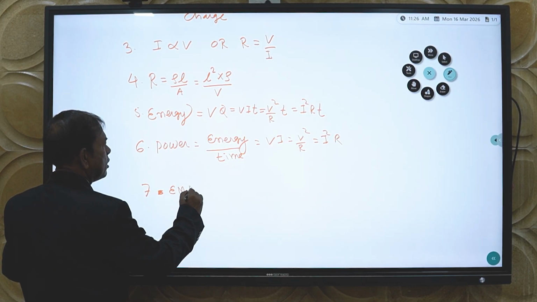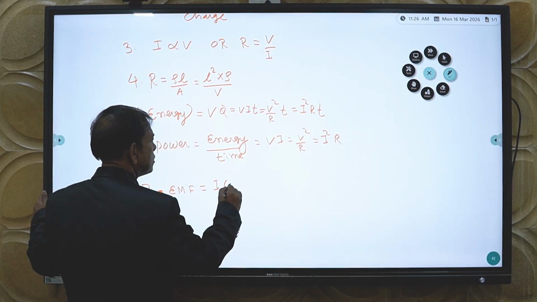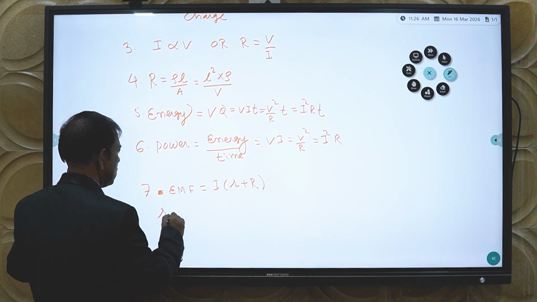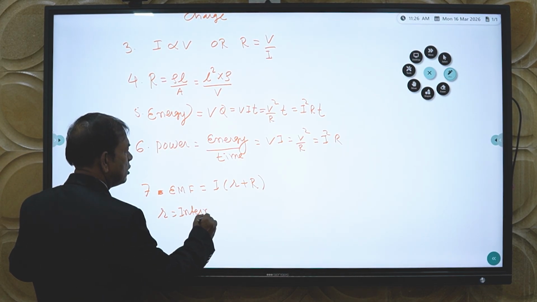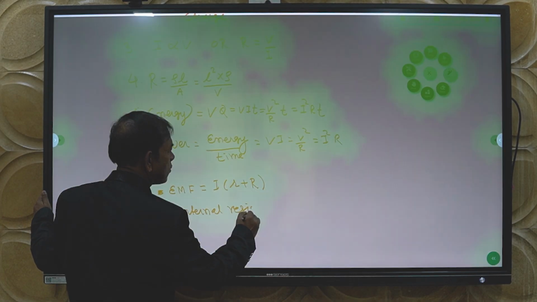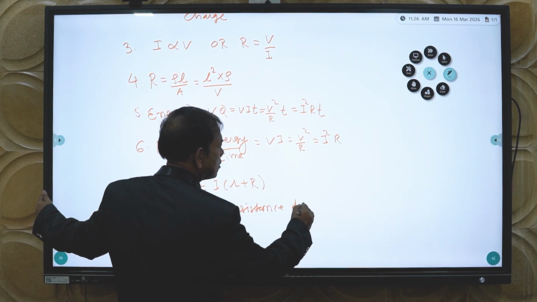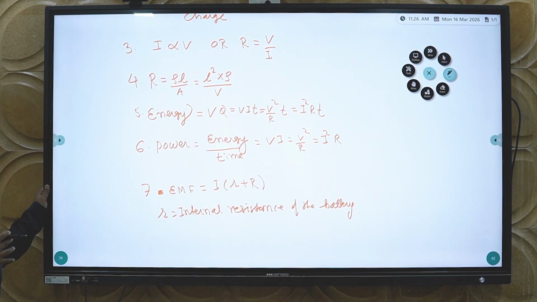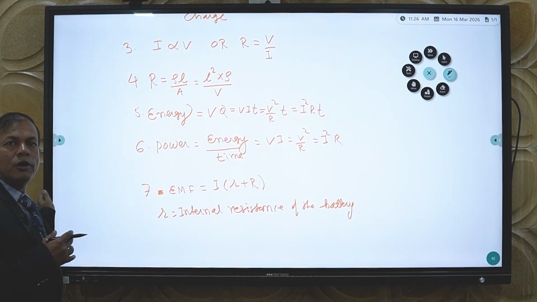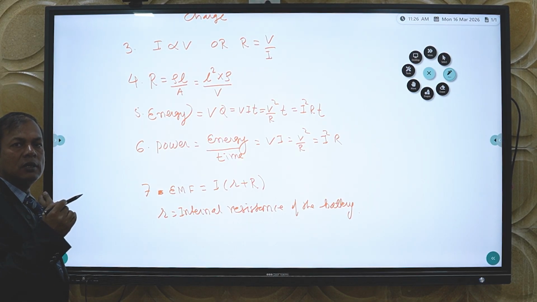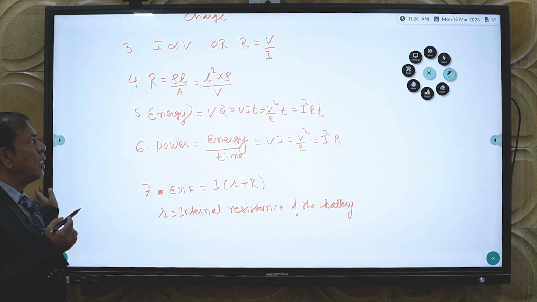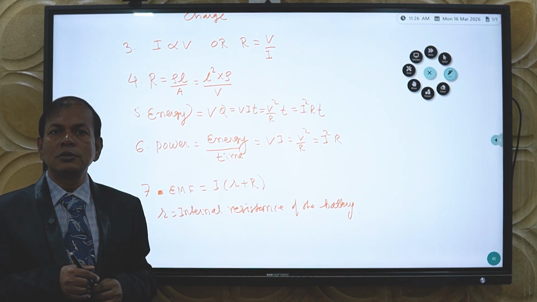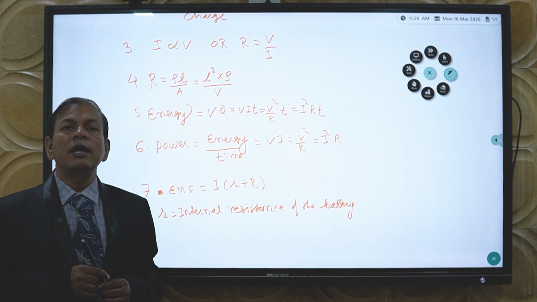And the last one I should write is the EMF. The EMF equal to I into small r plus capital R, where small r is called the internal resistance of the battery. This is the whole summary of this chapter. So first I explained what is resistivity, what is voltage, what is current, and the list of these formulas. That is more than enough to get everything in this topic. So here we are winding up the class on current and circuits.